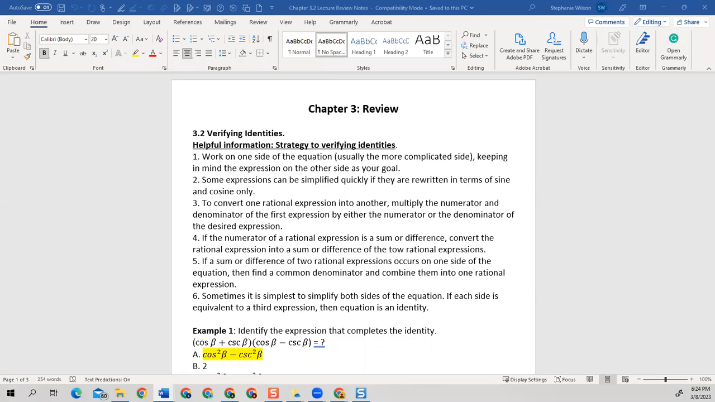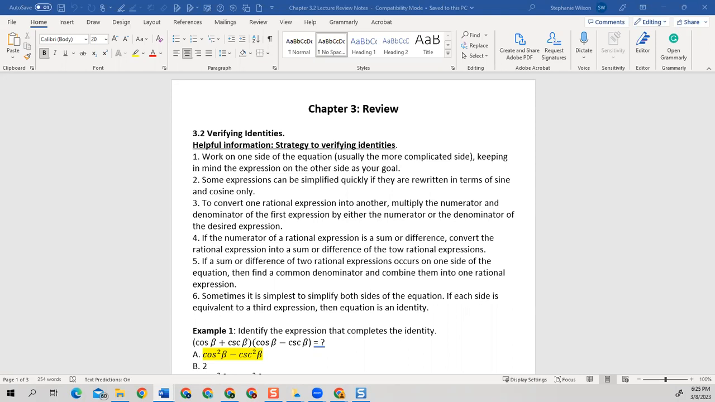3.2, verifying identities. Helpful strategies for verifying identities: we're going to work on one side of the equation, usually the more complicated side, keeping in mind the expression on the other side is our goal. So we want one side to end up equaling the other side. And if that happens, then we have an identity.